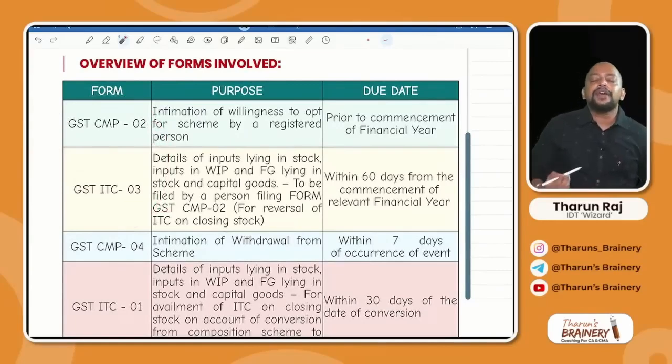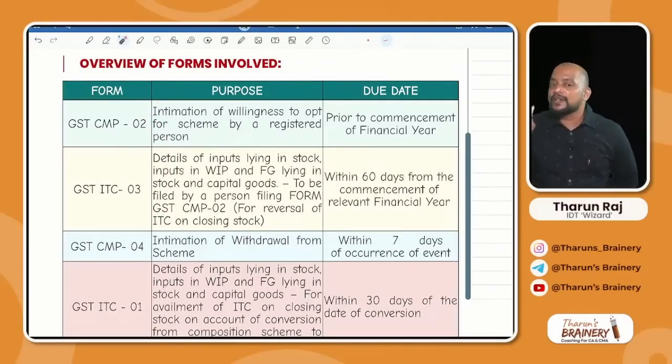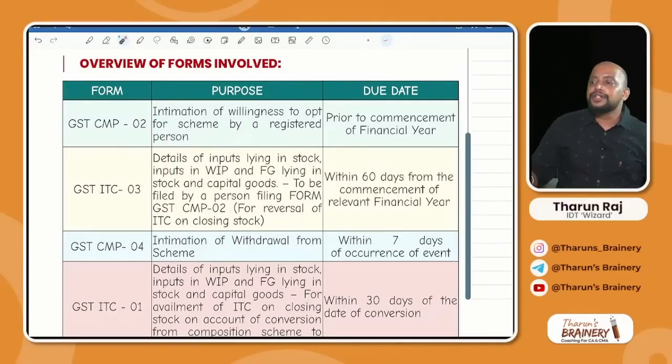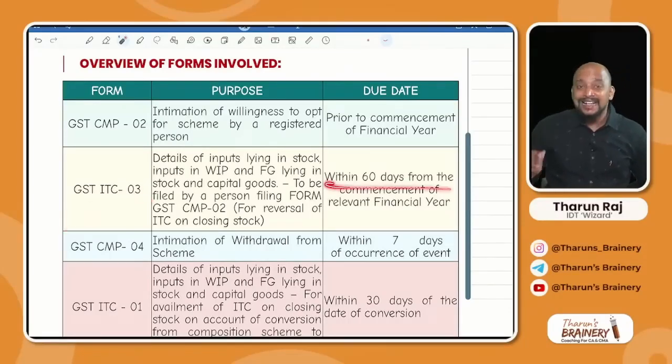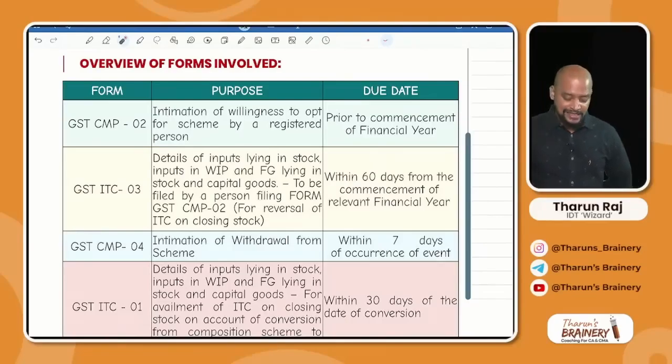Whereas whenever you enter into composition scheme, you will reverse the ITC on closing stock. When can you enter into composition scheme? Before commencement of the financial year, and you need to reverse the ITC on closing stock. So what is the time limit within which you need to file ITC 3? 60 days from commencement of financial year, because only before commencement of financial year you can enter into composition scheme.